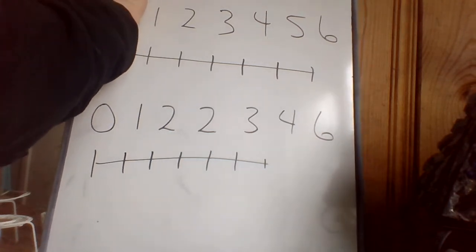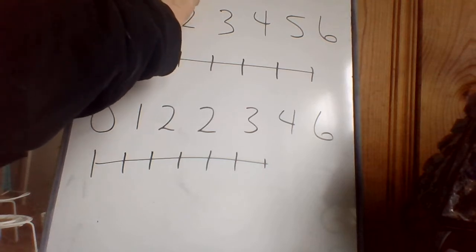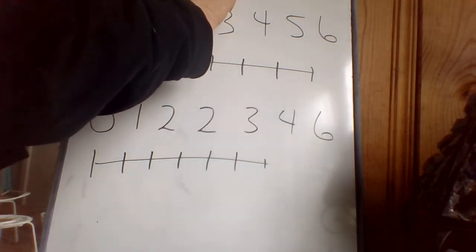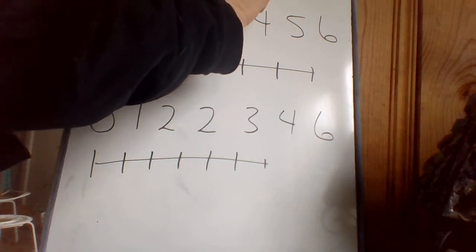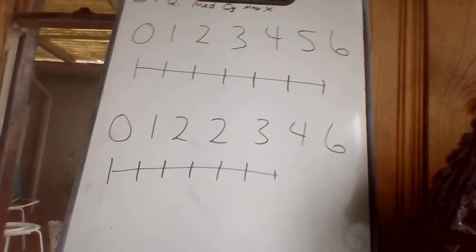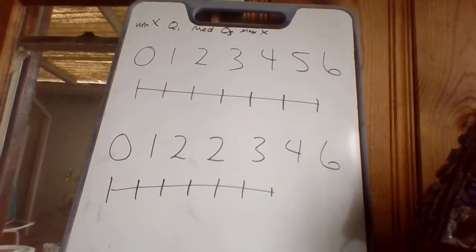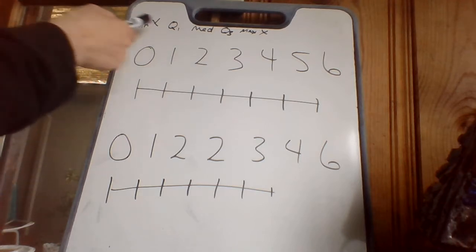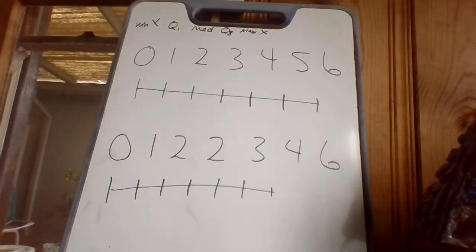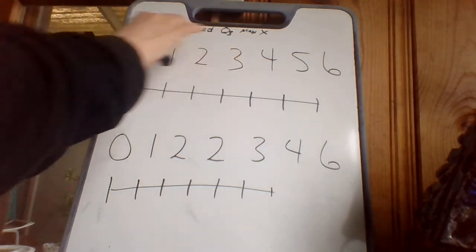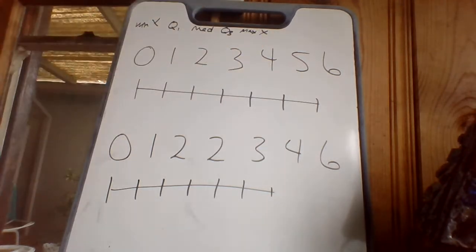And the calculator calls them min x, Q1, med, Q3, and max x. And if you've done the video on how to use the TI, I point out that you could find these numbers on there. So if you wanted to know what these 5 numbers were for this list right here, you could put those in list 1, and then you could do one variable stats, and your calculator would tell you those 5 numbers.